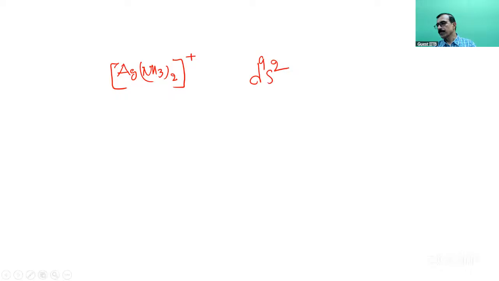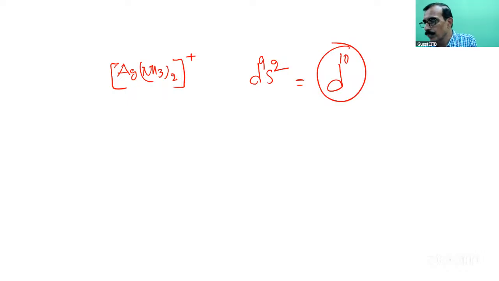So consider this complex here. Silver, you know that it has D9S2 electronic configuration, 4d9 5s2. So I'm writing only D9S2. It means 4d9 5s2, and then it's plus 1. So now one electron is gone, and it becomes a D10 system. So inner d orbitals are not available. Then you have to consider this 5s and 5p, and 5d is there.